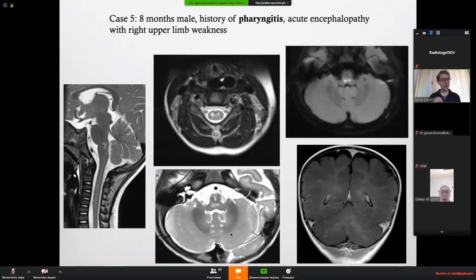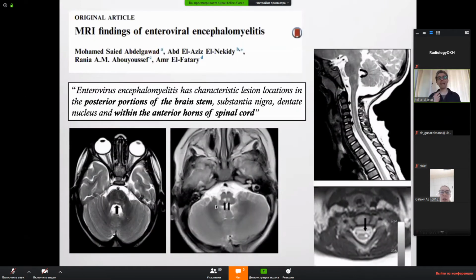Again, patchy, bilateral, but slightly asymmetric, okay? So what is that? When you see something like that, you have some differential, and I will show you some inflammatory differential before, but you must think of enteroviral encephalomyelitis. Typically, enterovirus encephalomyelitis can hit the posterior portion of the brainstem, substantia nigra, dentate nucleus, so cerebellum as well, and the anterior horns of the spinal cord. And of course, you can have brain and cerebellum involvement, but these are some areas that characteristically are involved in this family of viruses.